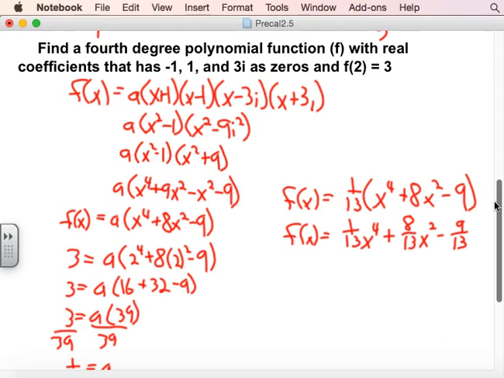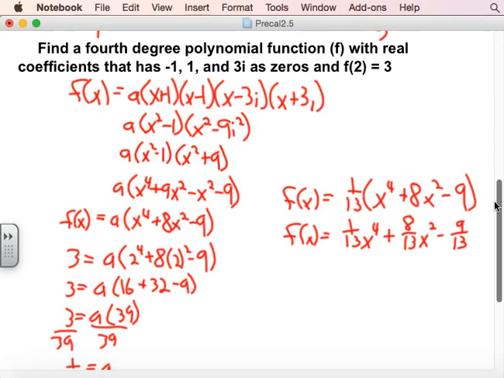Go ahead and distribute or FOIL x plus 1 and x minus 1. Notice those are conjugates, right? Anytime you multiply conjugates, you don't need to worry about the middle terms, because they're going to cancel. So you can just do x times x and 1 times -1. We talked about that when we did dividing complex numbers. Same thing with x plus 3i, x minus 3i. Just do x times x and 3i times minus 3i, and you get x squared minus 9i squared. Of course, i squared is -1. So from the second step to the third, we change i squared to -1, and -1 times -9 is +9.